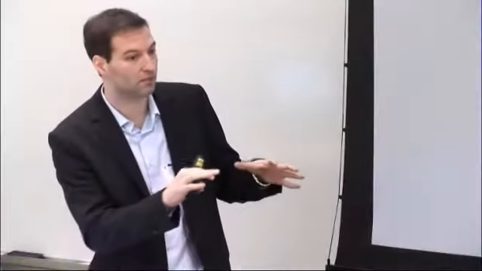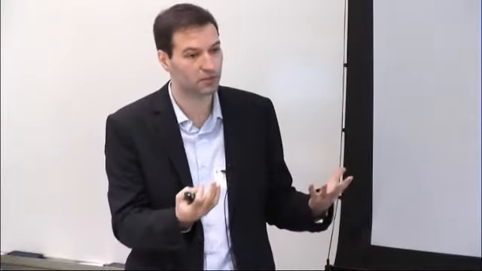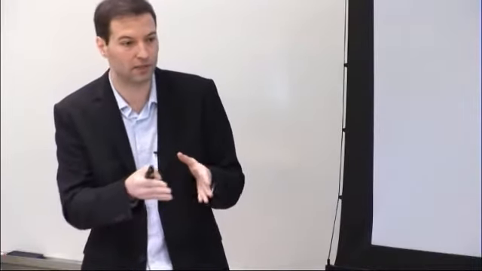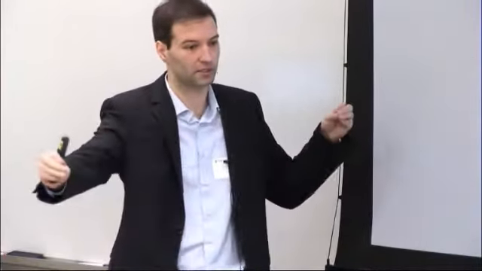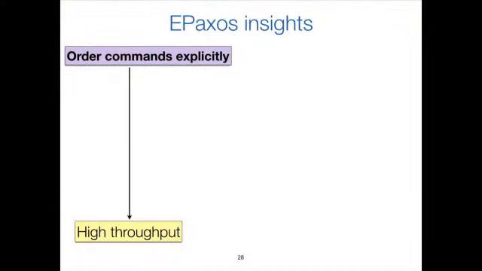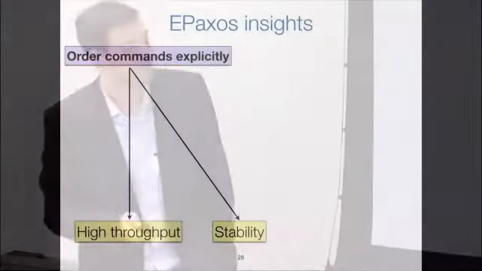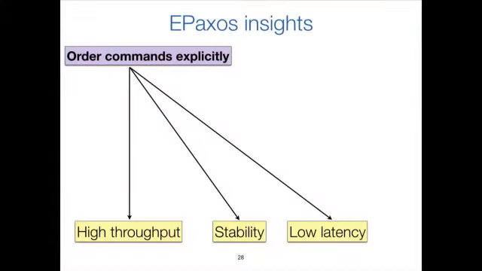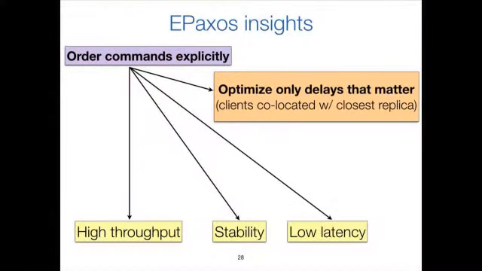the most important insights into EPaxos. So the first one was we deal with ordering explicitly, instead of dealing with ordering implicitly by using Paxos on some pre-ordered slots for commands. And this gives us high throughput because we load balance better. It gives us performance stability because we have the flexibility to avoid slow replicas. And low latency because we can choose the replicas that are closest to us.